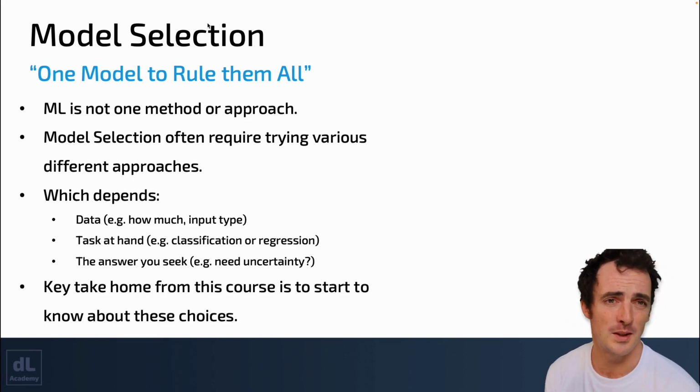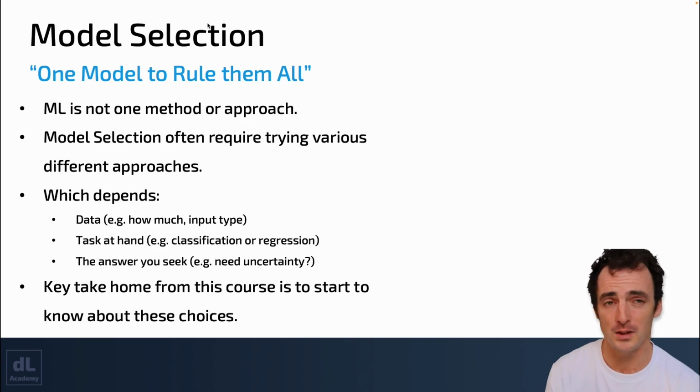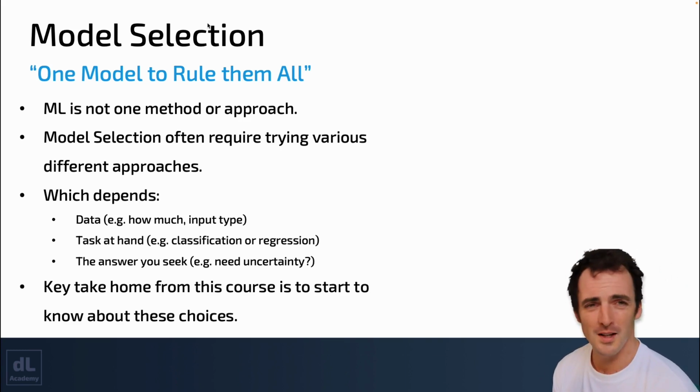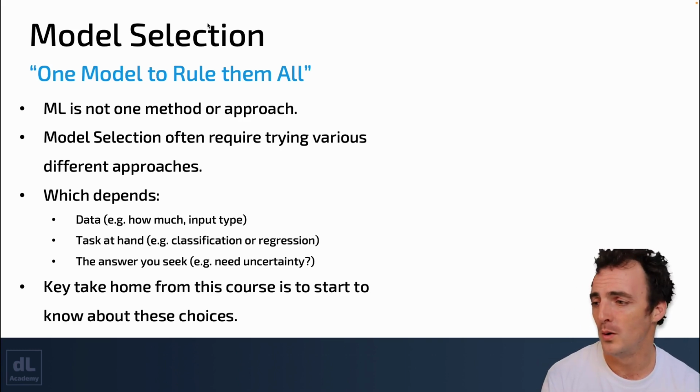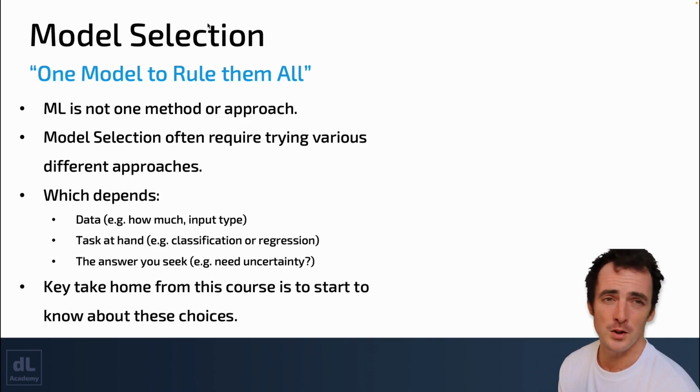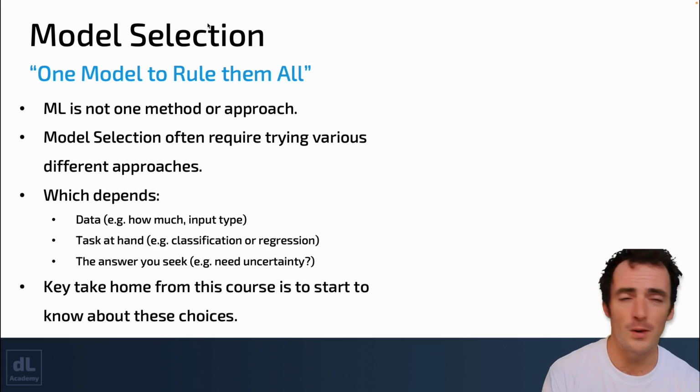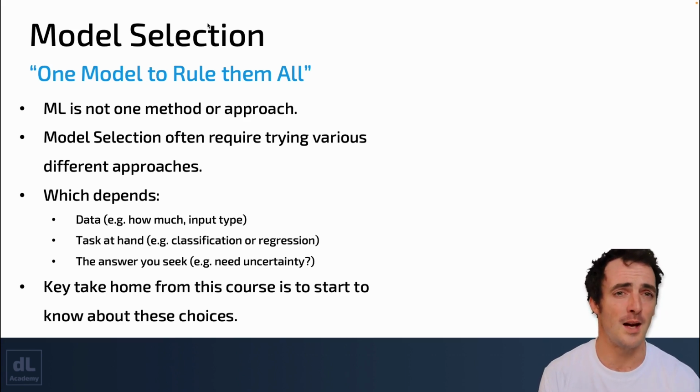What's the input type? Is it a number or is it a classification? That will influence what kind of method you will use. What's the task at hand? This is kind of an obvious thing, but are you classifying something, like an image? Is it a cat? Or are you regressing? What's the weather like in an hour's time?